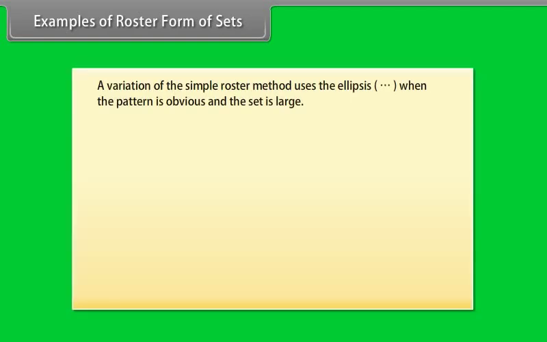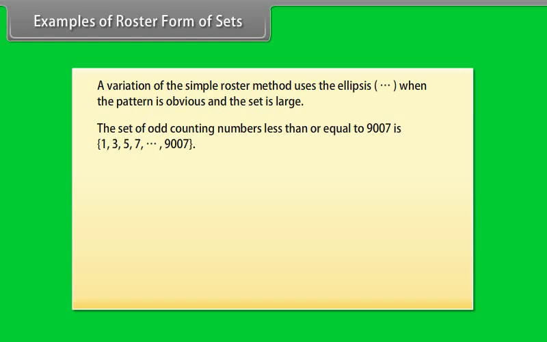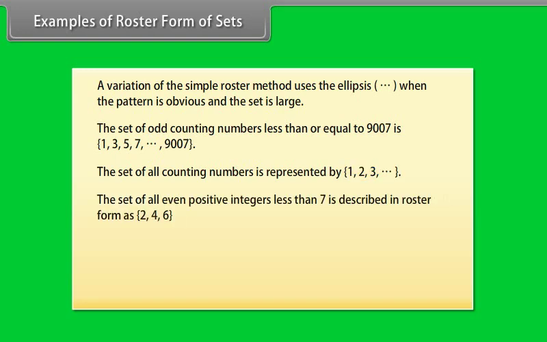Examples of roster form of sets. A variation of the simple roster method uses the ellipsis when the pattern is obvious and the set is large. The set of odd counting numbers less than or equal to 9007 is {1, 3, 5, 7, ..., 9007}. Set of all counting numbers is represented by {1, 2, 3, ...}. The set of all even positive integers less than 7 is described in the roster form as {2, 4, 6}. The set of odd natural numbers is represented by {1, 3, 5, ...}.